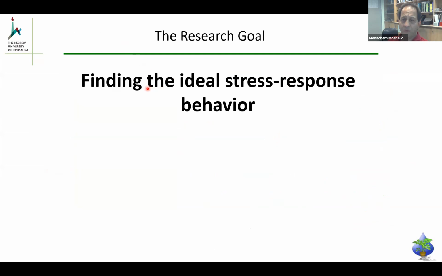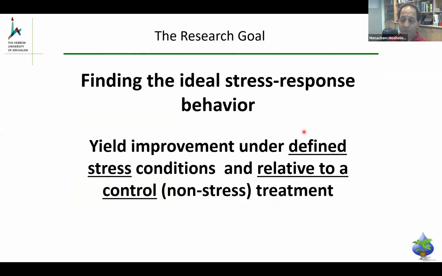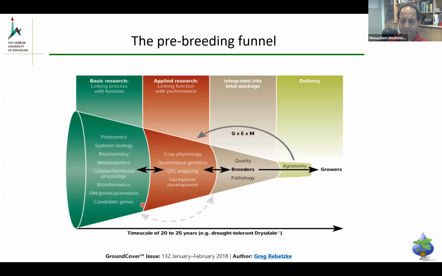If the breeder's goal is to find the ideal stress response behavior, we must remember that we have to define the stress condition very accurately, because stress will be different in Australia, in Israel, in the United States, and in the Netherlands. It's not the same stress. So stress should be defined very clearly. And we must put the right control, which means we always want to compare the stressed plant, during any phenotyping system we use, to a control with no stress, because the penalty is always the delta between the defined stress and the control. This is something very important to remember.